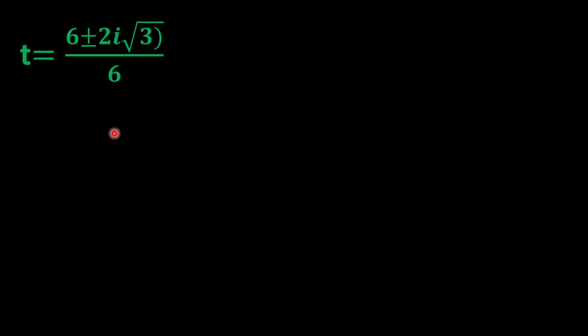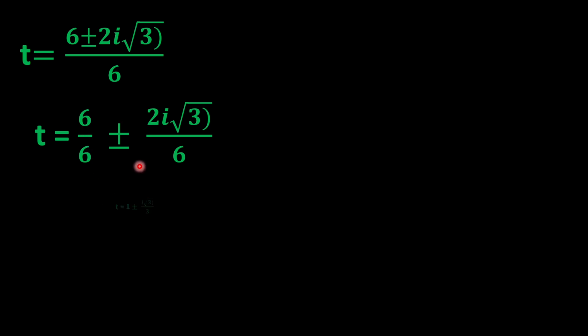So now we have t equal to 6 plus minus 2 iota under root 3 divided by 6, and now we can write this equation separately. We have divided this 6 with this 6 as well as with this 6, so this will become 1, and plus minus, this 2 will cancel with this 6, since 3 times 2 equal to 6. So here the remaining term will be 3. So t equal to 1 plus minus iota under root 3 divided by 3.